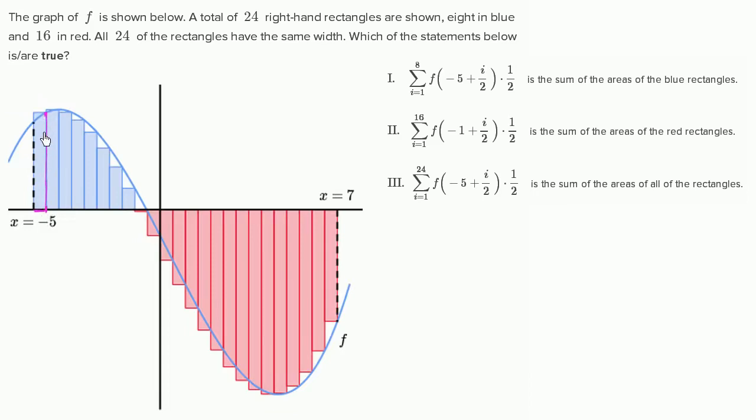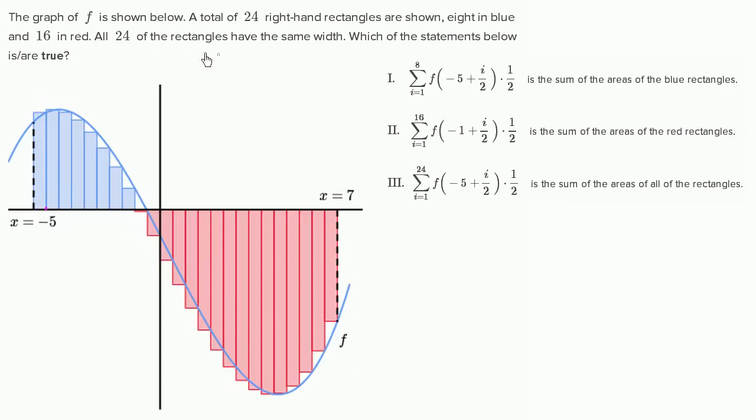A left-hand rectangle would define the height of the rectangle by the value of the function at the left-hand side of the rectangle. So a left-handed rectangle's height, the first rectangle would look like that. So that's what they mean by right-handed rectangle. Fair enough. 8 in blue, we see that. 16 in red. All right.